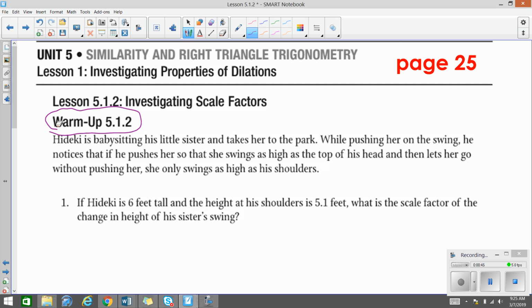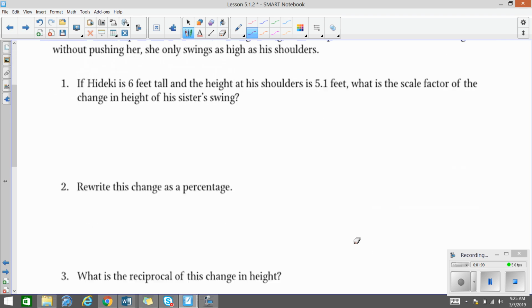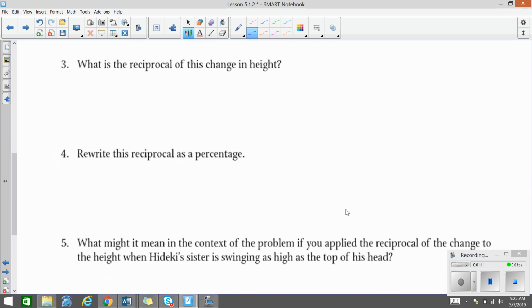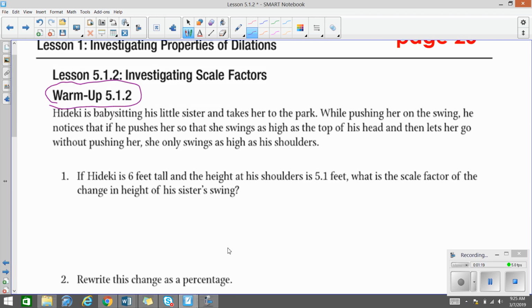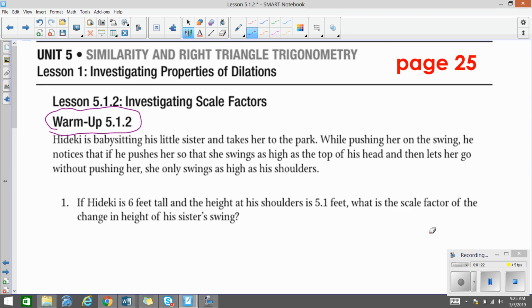So Hideki is babysitting his little sister and takes her to the park. While pushing her on the swing, he notices that if he pushes her so that she swings as high as the top of his head, and then she lets go without pushing her, she only swings as high as his shoulders. So what it's trying to show is that the swing is slowly reducing the height. So it says if Hideki is 6 feet tall and the height of his shoulders is 5 feet 1, what is the scale factor of the change of height of his sister's swing? So I want you to do 1, 2, 3, and 4. Don't worry about 5, 5 is unnecessary, but I want you to practice 1, 2, 3, 4. So pause the video, try 1, 2, 3, 4, and then we'll go.